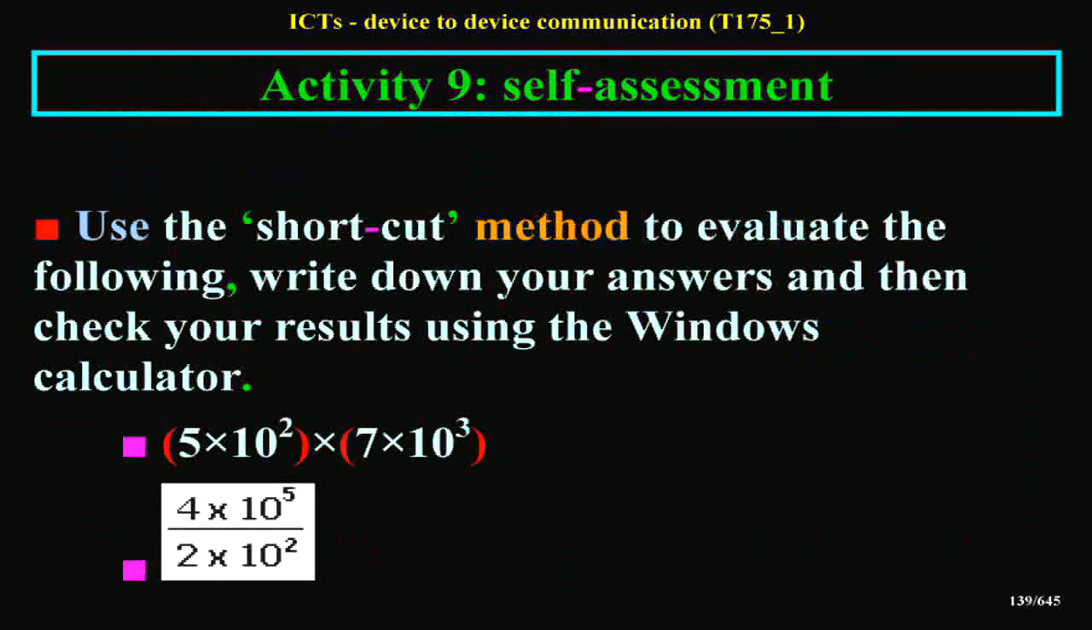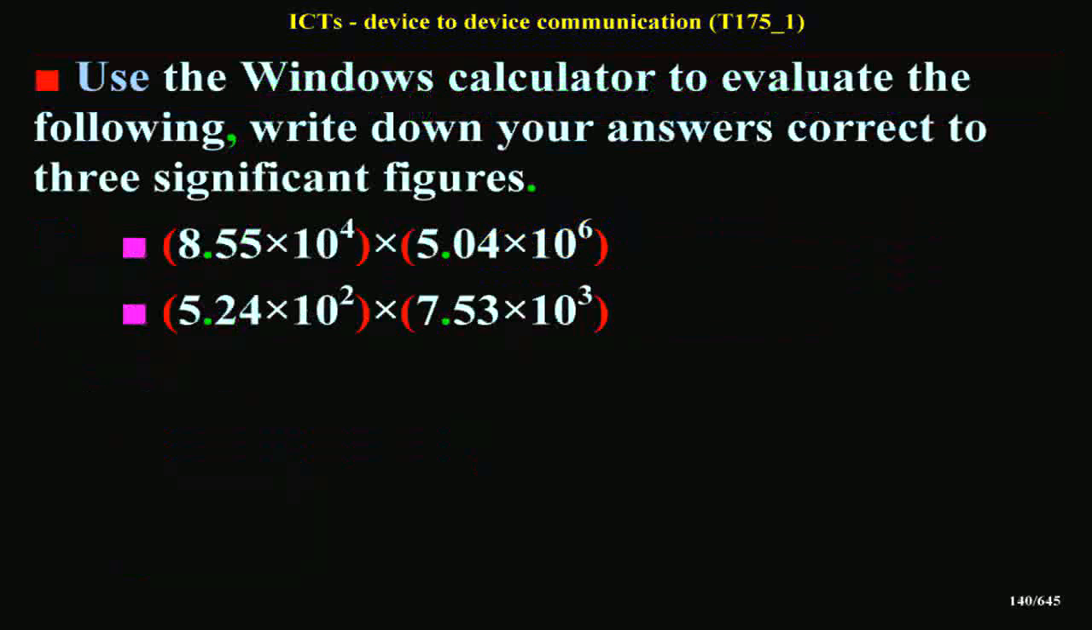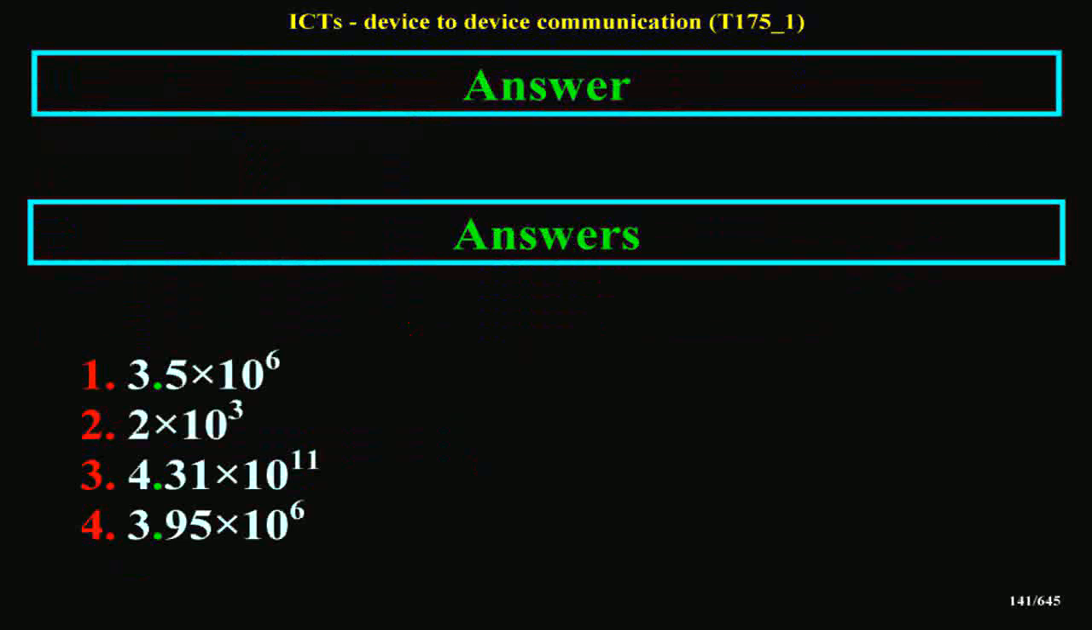Activity 9. Self-assessment. Use the shortcut method to evaluate the following. Write down your answers and then check your results using the Windows calculator. 5 × 10^2 × 7 × 10^3. Use the Windows calculator to evaluate the following. Write down your answers correct to three significant figures. Answers: 3. 5 × 10^6 to 10^3; 4. 3.1 × 10^11; 3.95 × 10^6.